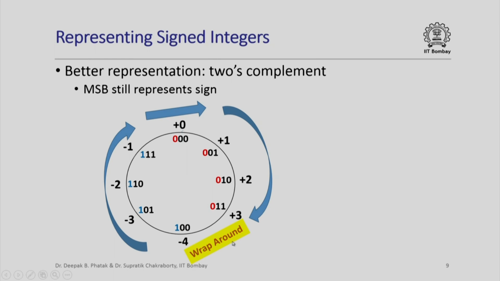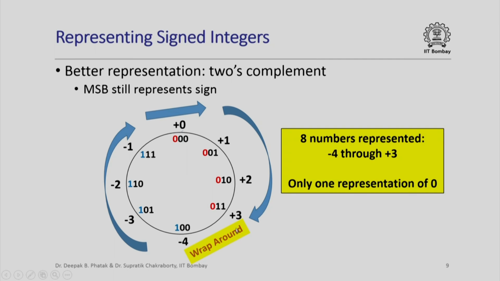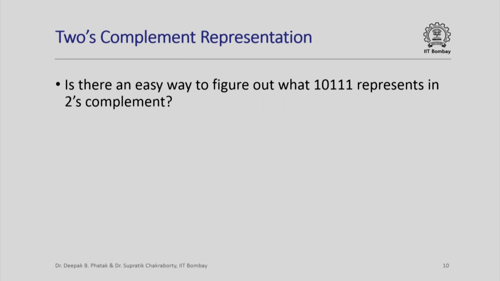So that is the wraparound that must happen. So you see that in this way of representing signed integers, we have been able to represent 8 numbers, -4 through 3, and there is only one representation of 0. This is also called the 2's complement representation.